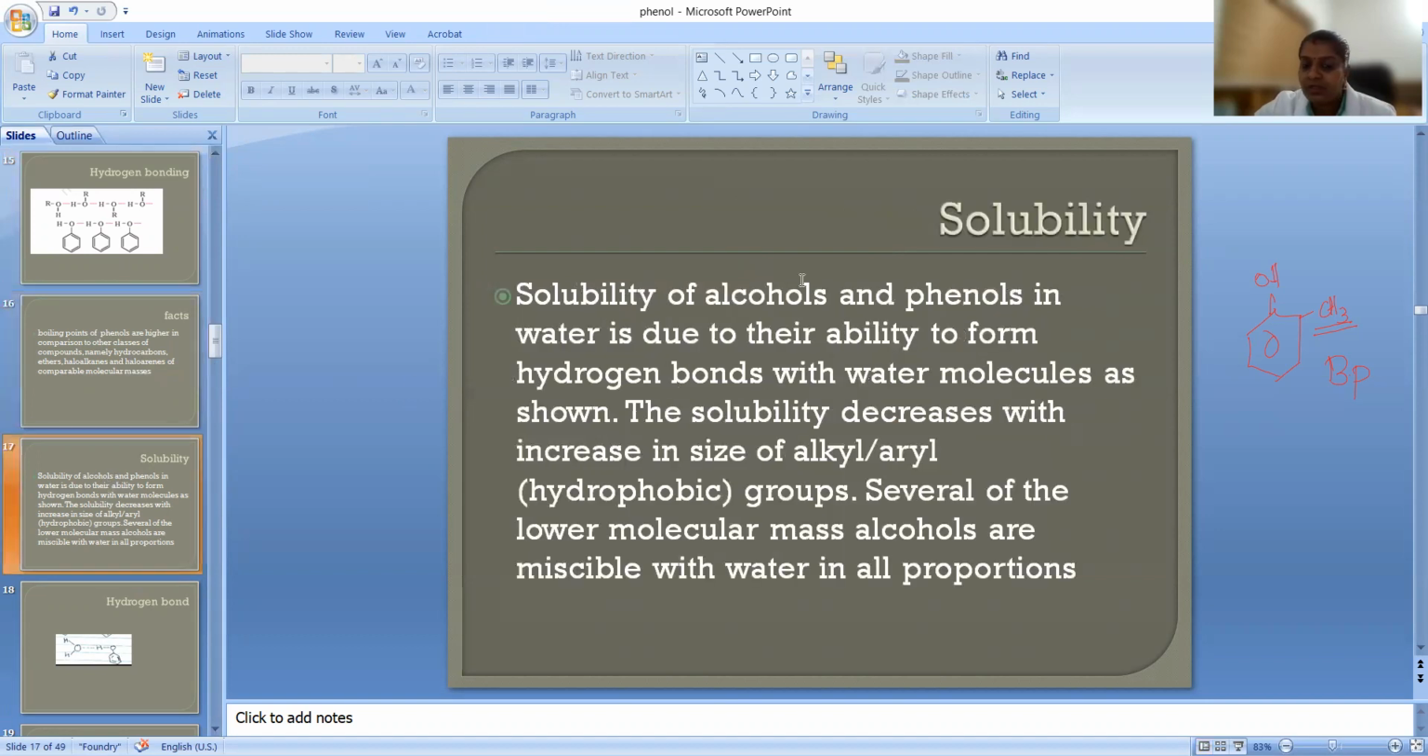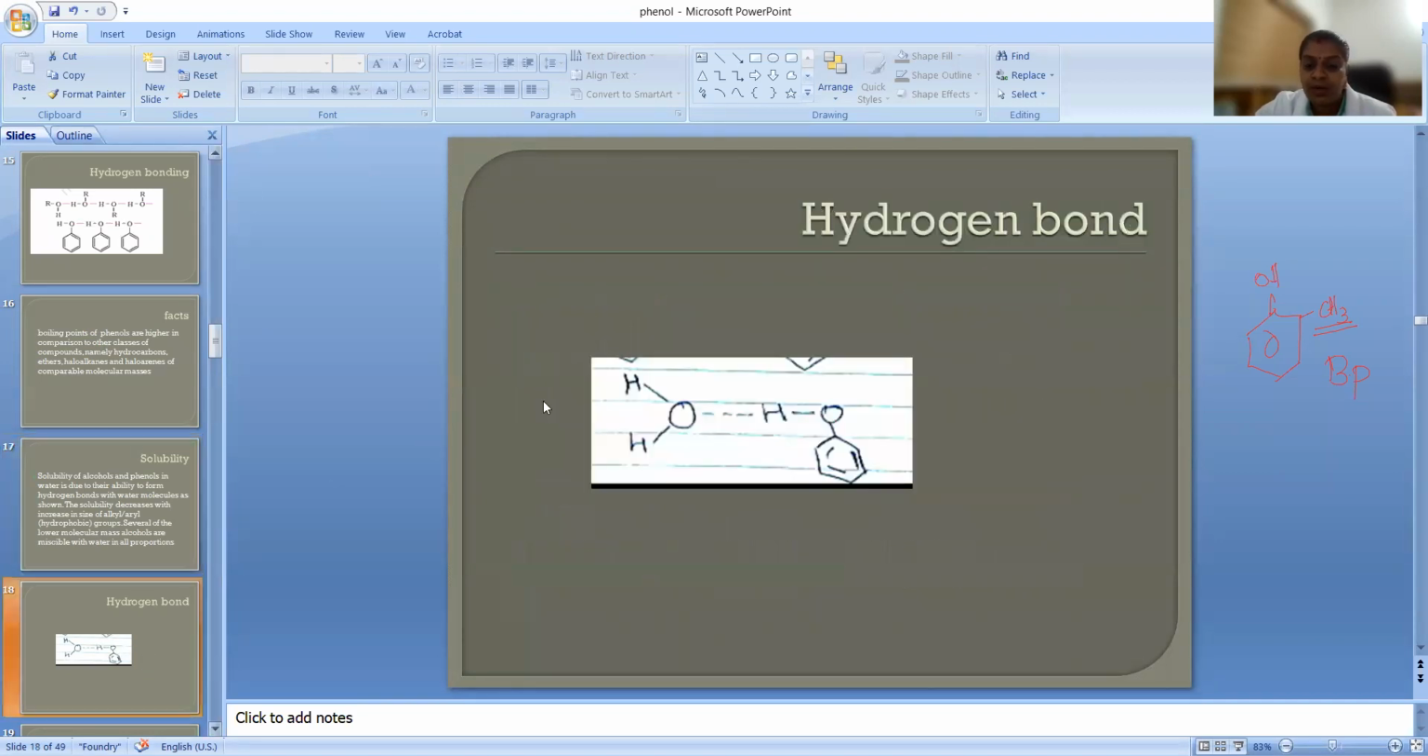Now let us see the solubility. Same answer. Phenol is readily soluble in water. What is the reason? Because it will form hydrogen bonds with water. Let us see how it forms hydrogen bonds with water. Look at this.